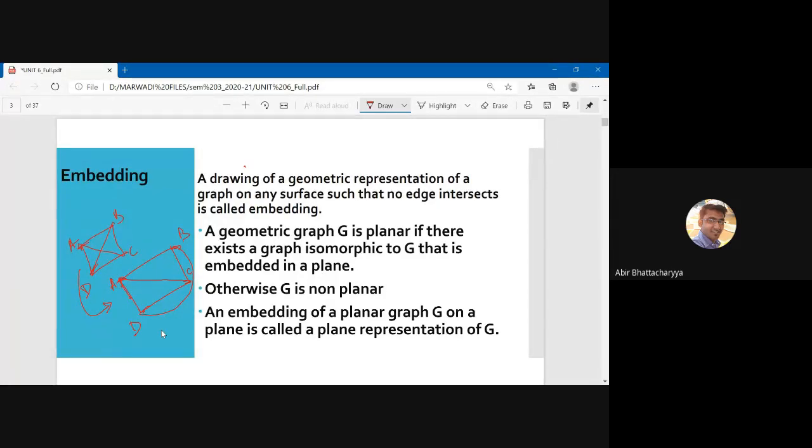So whenever embedding is possible for any graph, then that graph is known as a planar graph. That is the real definition of a planar graph. Embedding possible means it's a planar graph. Embedding not possible means it's a non-planar graph. Apparently it may look non-planar, but you have to try to embed this graph as long as possible. If you can redraw this graph in such a manner that there will be no edge crossover, then that graph is known as a planar graph. This is the basic definition of a planar graph.